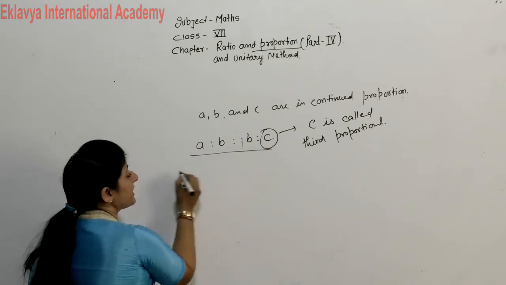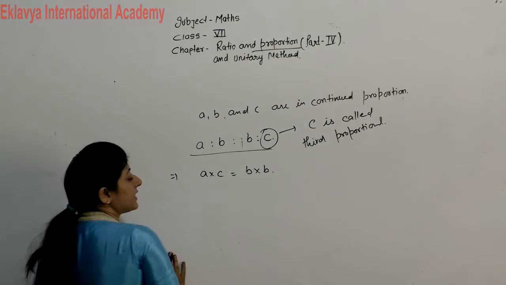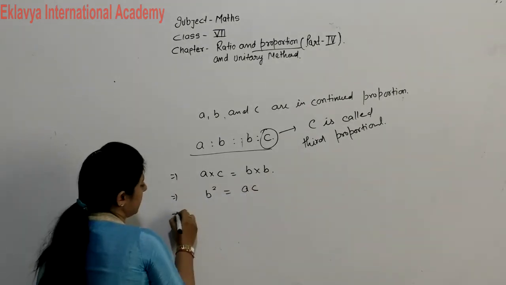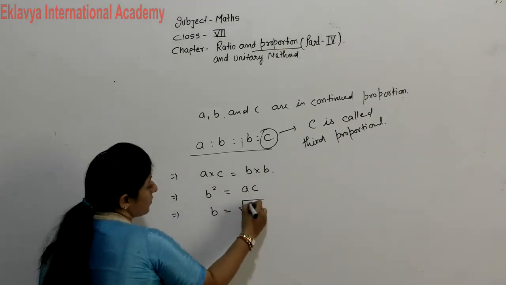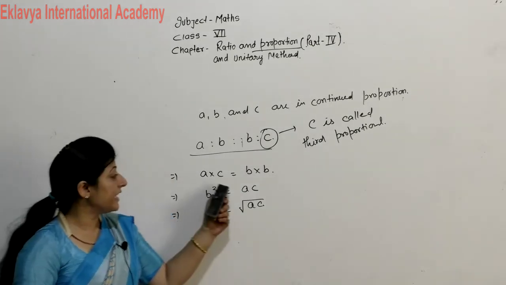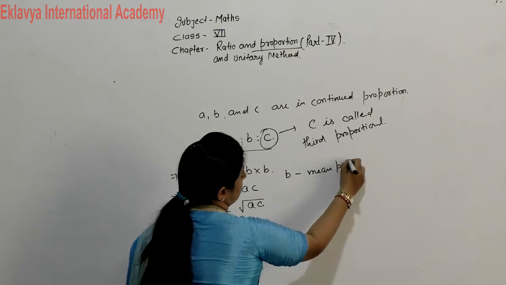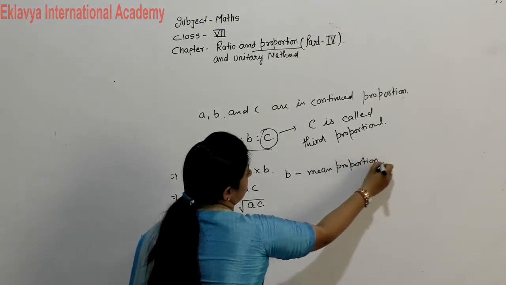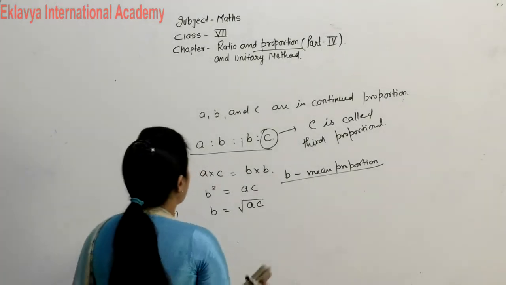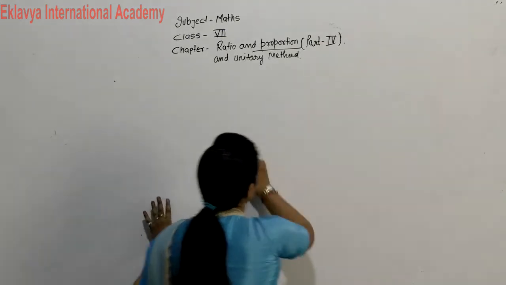How to solve it? Same thing. A multiplied by C is equal to B into B. It means B square is equal to AC. B is equal to the square root of AC. And this B is called the mean proportional. Okay. Now, we will discuss some questions related to this.